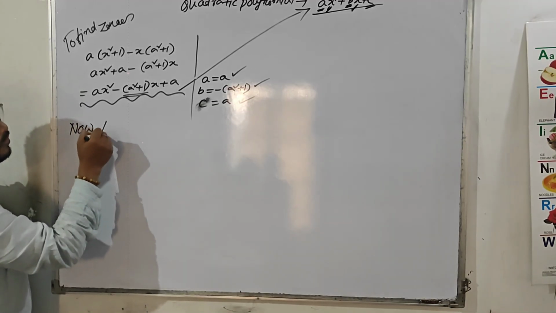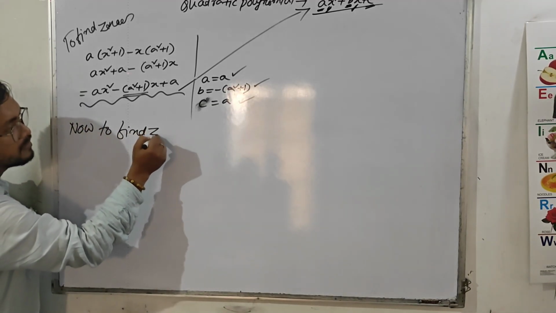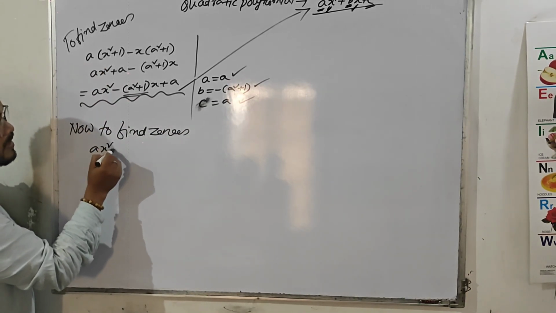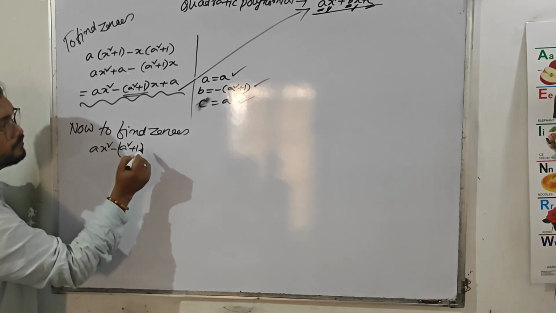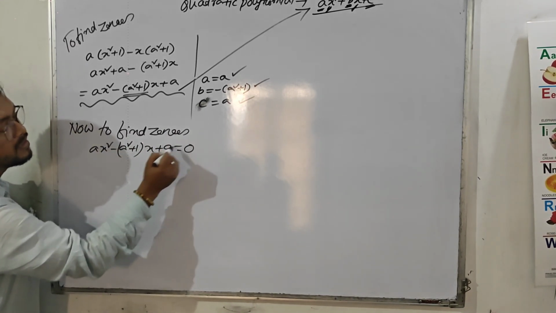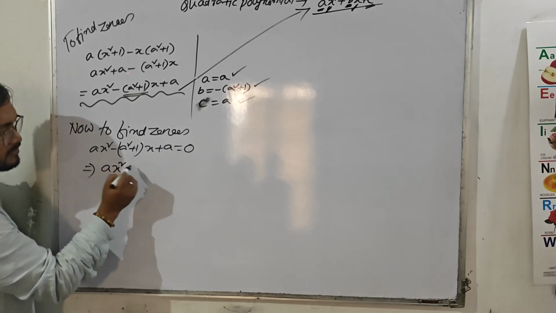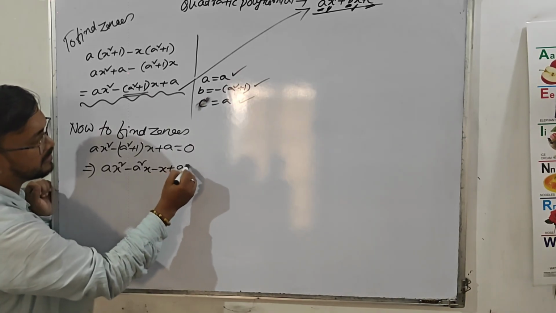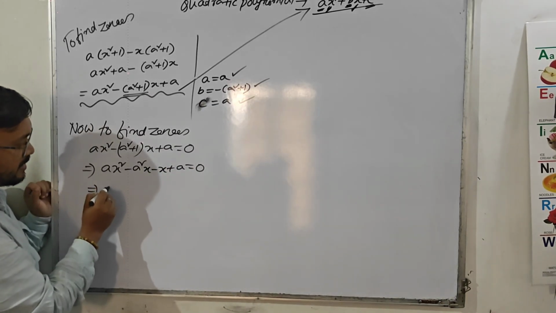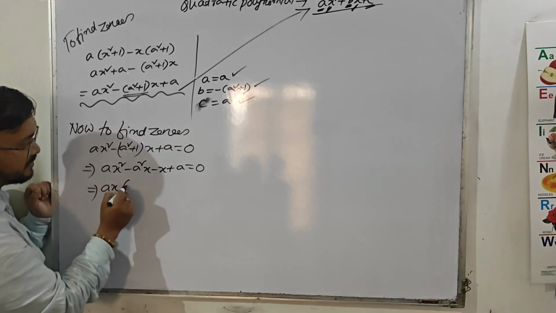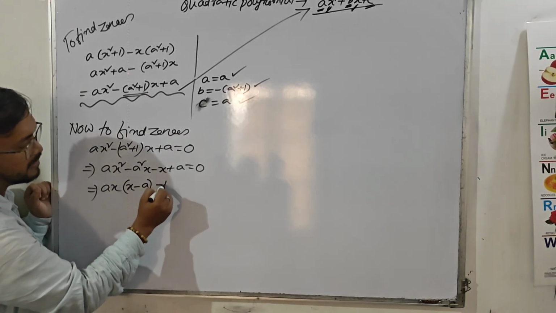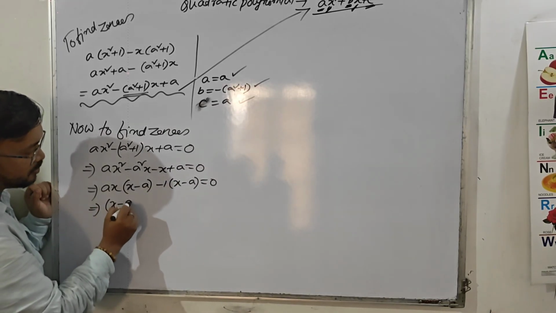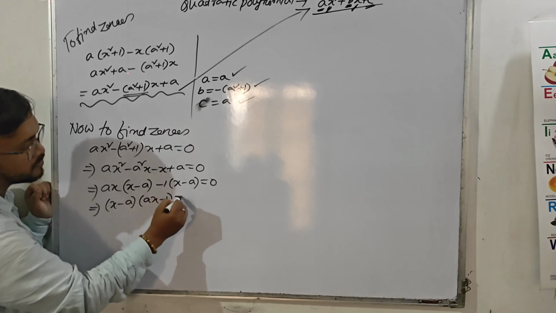Now to find zeros, simply equate this polynomial with 0. Remove the bracket. If I remove the bracket, it will look like this: minus x plus a equal to 0. Take ax as common. How much left? X minus a. Take minus 1 as common. This will be x minus a. Take x minus a as common. This will be ax minus 1.